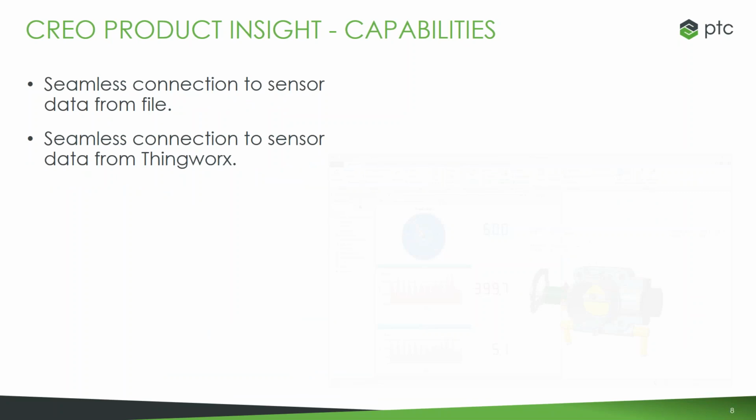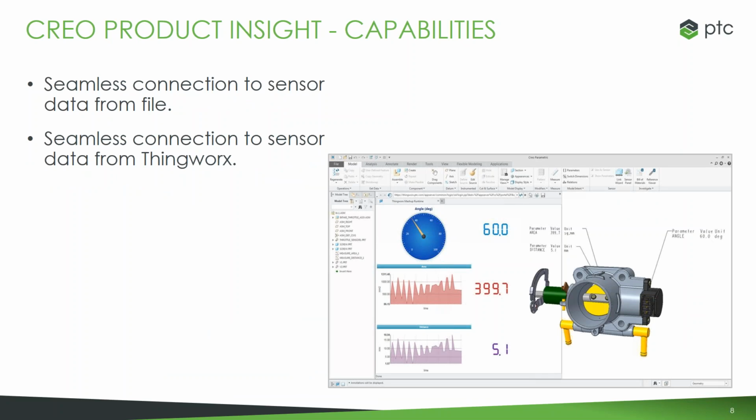To go along with that, you can have seamless connection to your sensors or data from those sensors, from data files. And if you're interested, you can also connect to sensors from ThingWorx. For those of you who are not aware, ThingWorx is PTC's IoT platform. It's a rapid application development platform, and it allows you to connect into either multiple systems or edge devices, whatever your sensors are on, and aggregate all of that data into a mashup for you.